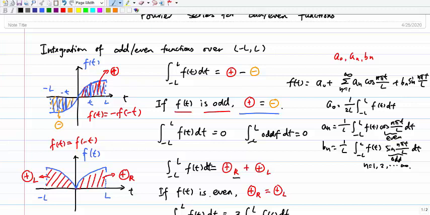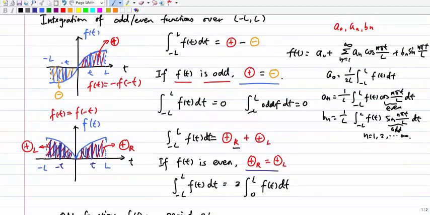When f(t) is even, the area of the right hand side is the same as the area of the left side. For any t, if I compute the area over here, this is t. If I do the same at negative t, the area will be the same. So if you do the integration over the entire range, the area from 0 to L is the same as the area from 0 to negative L. That's why they are the same.